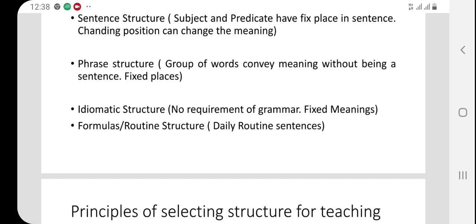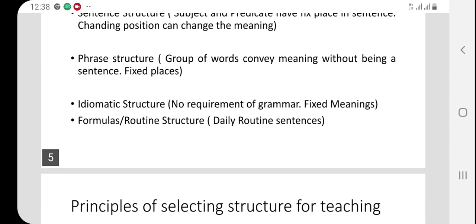This thing you must keep in your mind about idioms, idiomatic phrases. All of you must have read many idioms. Whatever the idioms are in structural approaches, they are idiomatic phrases where we do not need any grammar, and we cannot change the places of the words in idiomatic phrases.